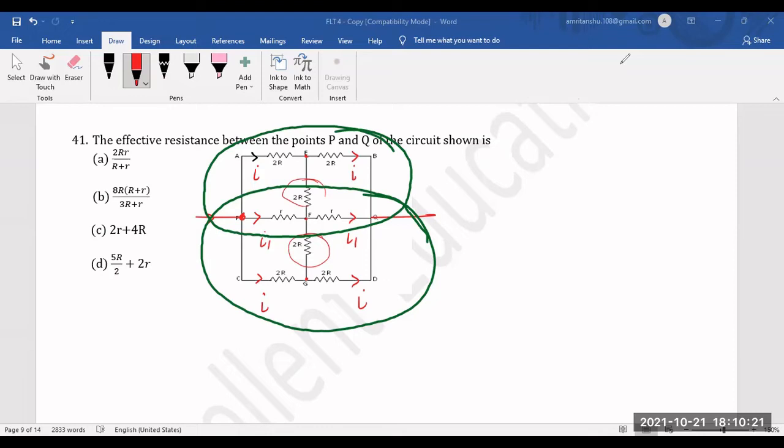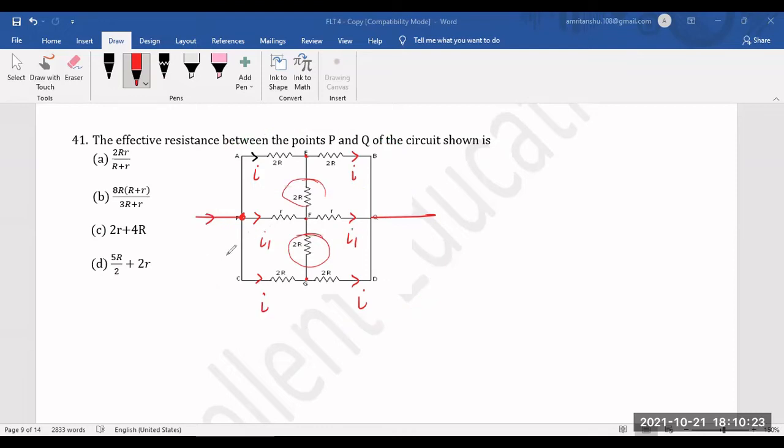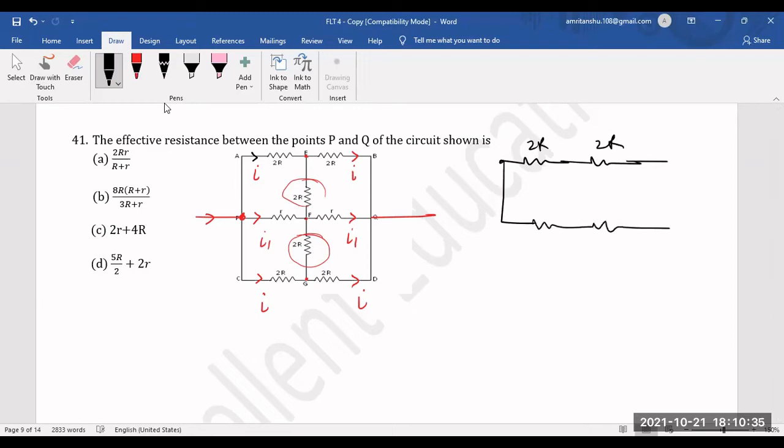Let's go. So we can just redraw this diagram as 2R and 2R, R and R, 2R and 2R, okay.